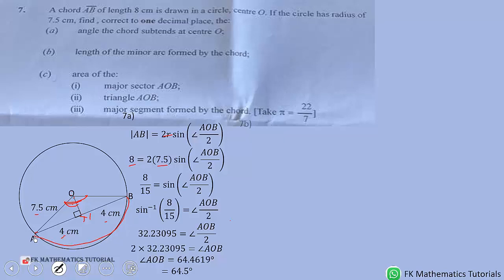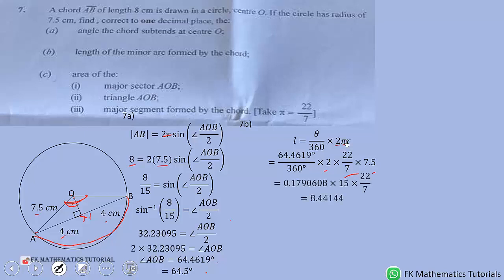Length of arc is given by theta over 360 times 2 pi r. So the theta is what we found, 64.5, but let's use this part in our working so that we will not exaggerate our answer. So this one is already in the formula. Then 22/7 is the pi, the 7.5 is the radius. So we calculate and simplify to get 8.4 centimeters.